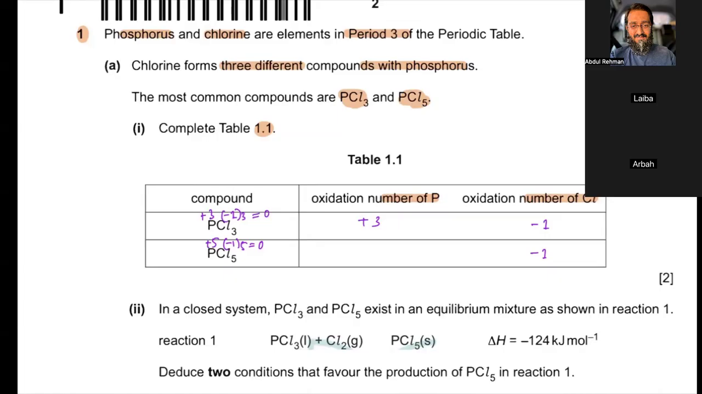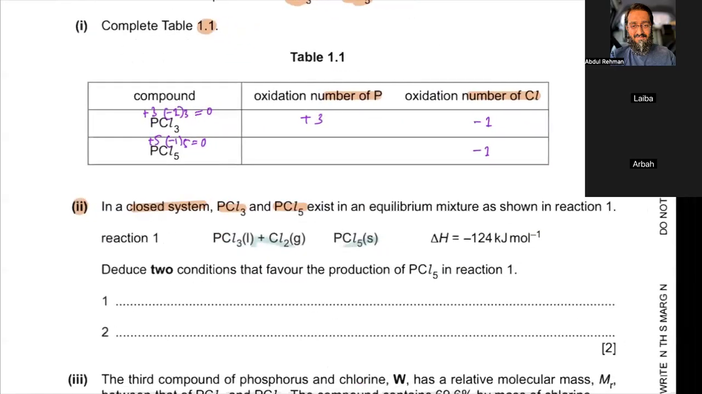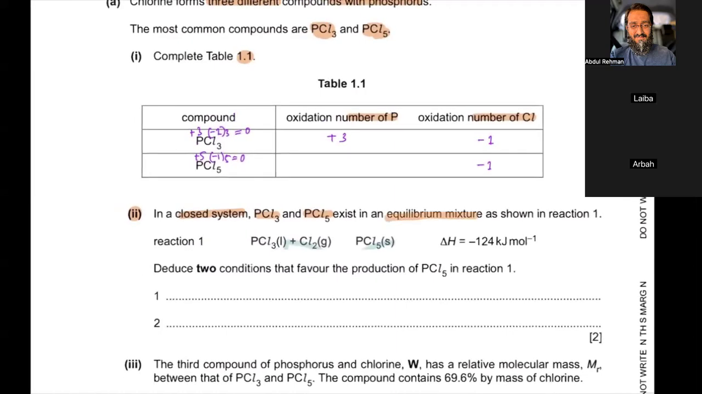Now, part 2. In a closed system, PCl3 and PCl5 exist in equilibrium mixture as shown in reaction 1. Here you are provided with the equation of reaction 1, and they have also provided you the enthalpy change, which is negative, indicating that the reaction is exothermic. Deduce 2 conditions that favor the production of PCl5 in reaction 1.